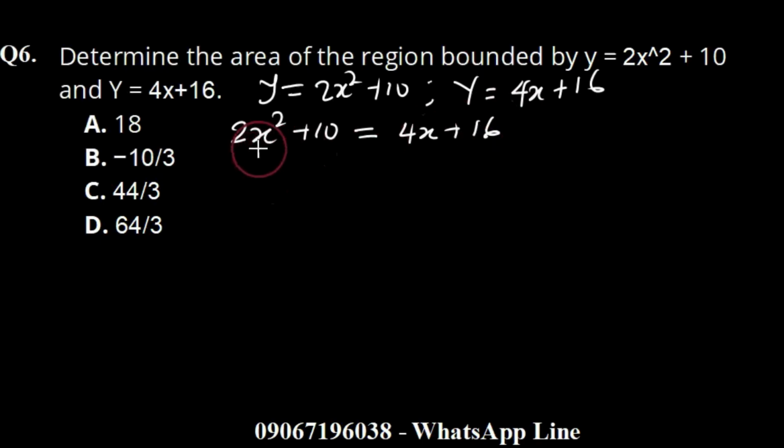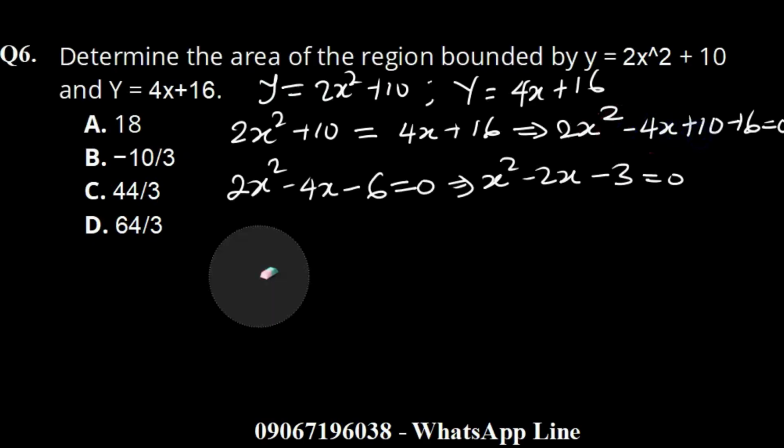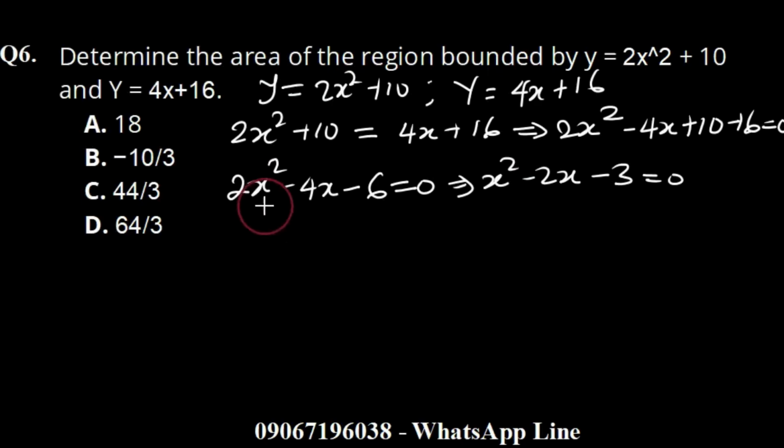We'll move on from there. Taking like terms, this is going to give us 2x squared minus 4x plus. From here, we'll see that if we move on to factor this, the factor here is 1. 1 times minus 3, so that's going to give us minus 3. What are the factors of minus 3?